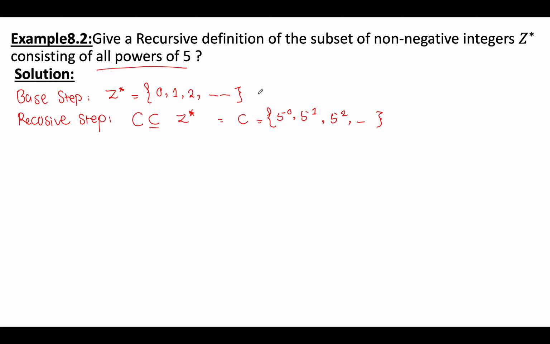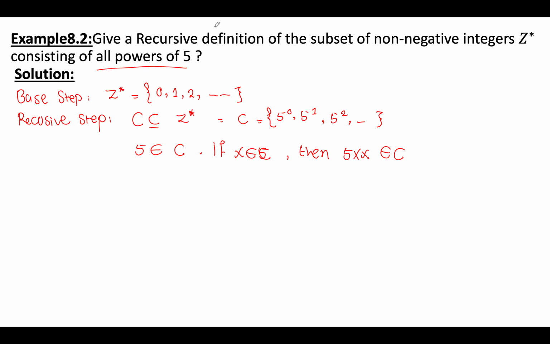Okay? Now, if we say that 5 is an element of C, and if x is an element of C again, then 5 times x will also be an element of C. And here we find the recursive definition of a subset of non-negative integers consisting of all powers of 5.